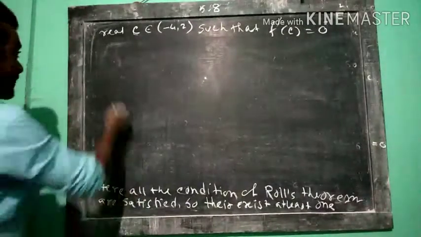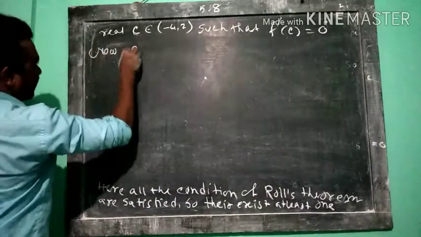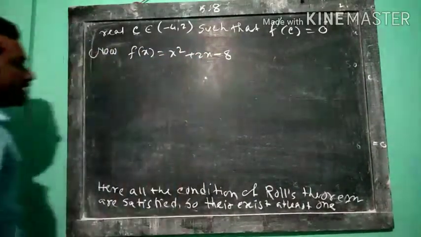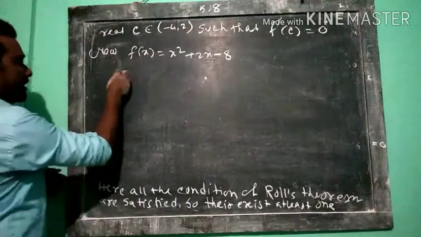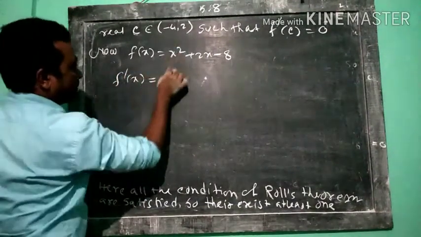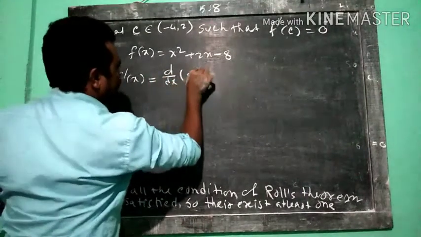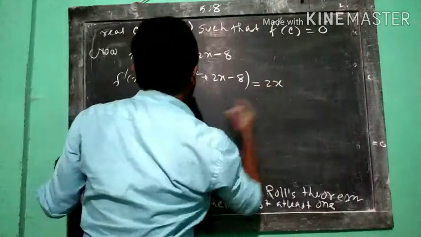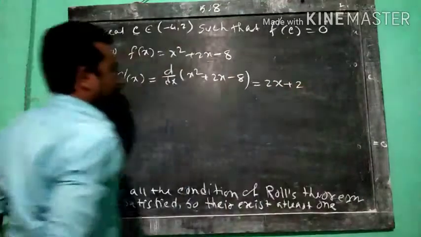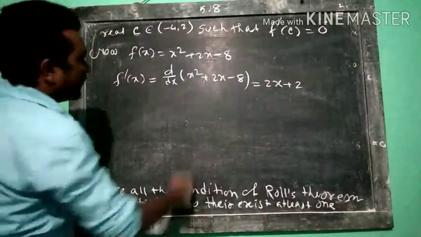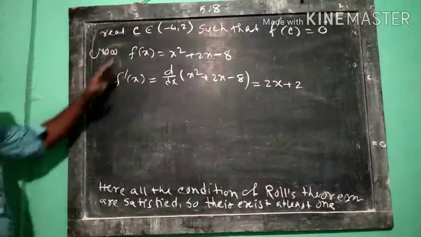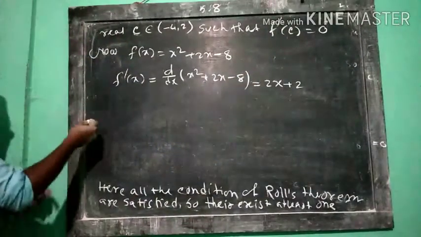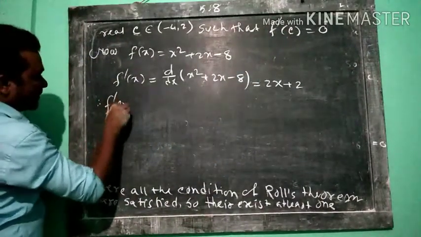Since f(x) is given here, f(x) is x squared plus 2x minus 8. If we differentiate this, then we get f'(x) equal to d/dx of x squared plus 2x minus 8, which is equal to 2x plus 2. Since c belongs to (-4, 2) such that f'(c) equals 0, therefore f'(c) equals 0.